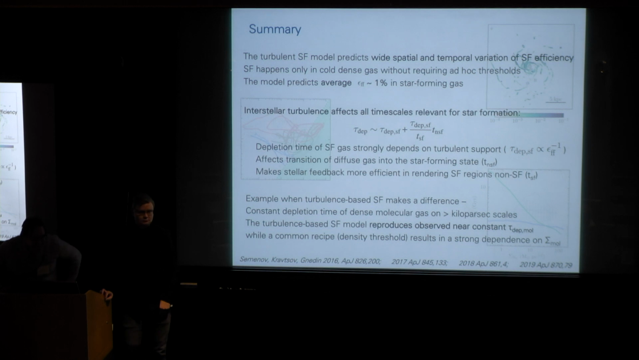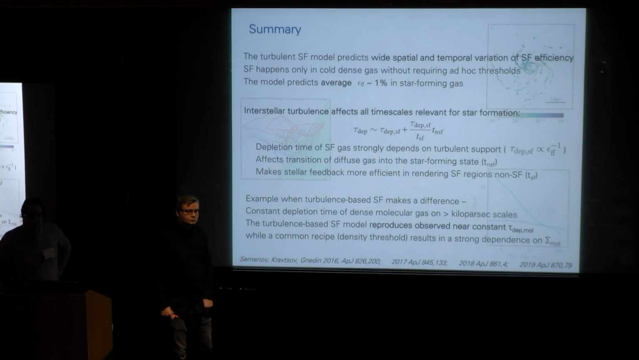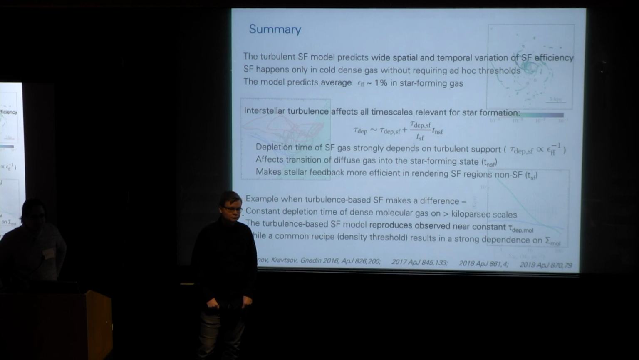How about Daisuke? So I guess in the ISM, other non-thermal pressure support like cosmic rays and magnetic fields are also probably just as important as turbulence. Can you say a few words about the implications of your work, which does not include those components?